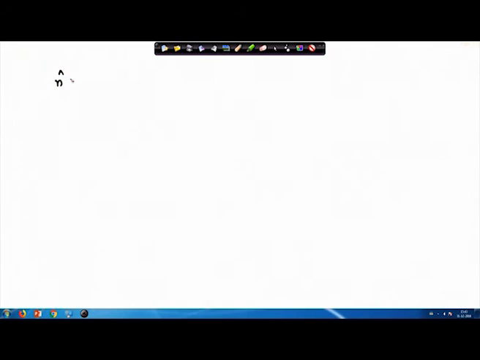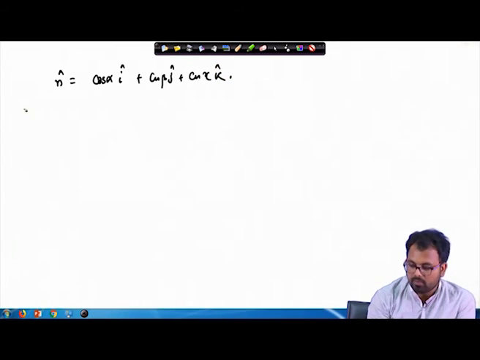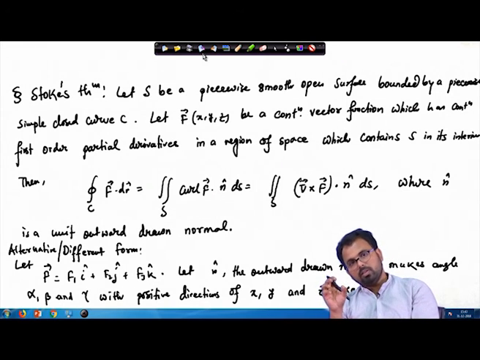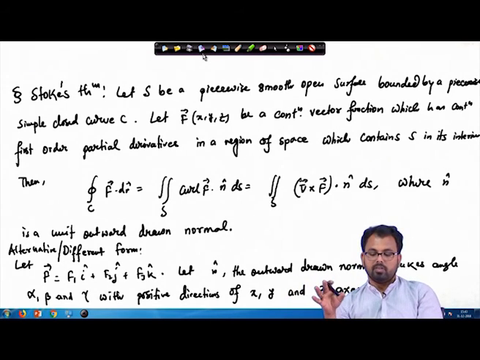As cos alpha i plus cos beta j and cos gamma k. And we know that curl of f, if f has 3 components, is basically a cross product which can be determined by that determinant: i, j, k; del x, del y, del z; and then f 1, f 2, f 3, and then we calculate the determinant.